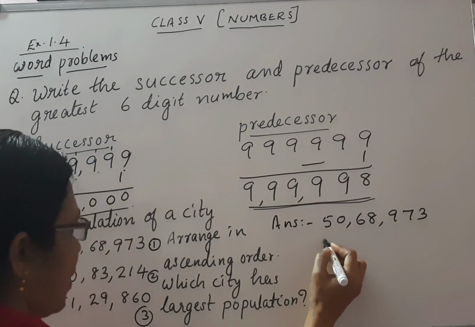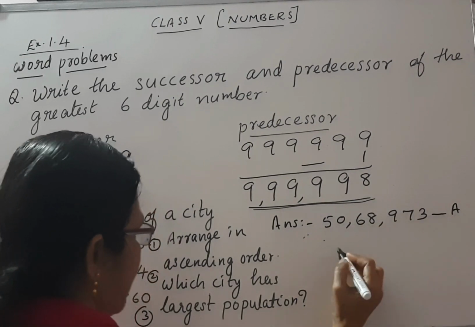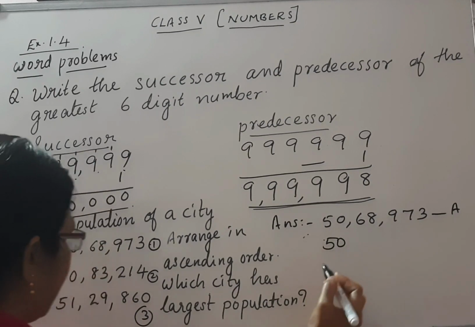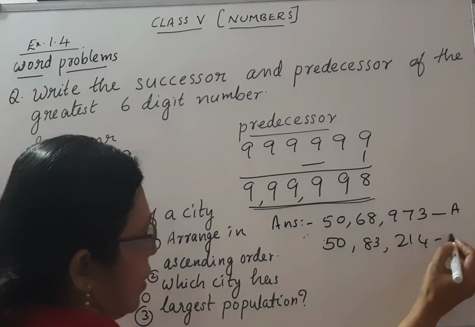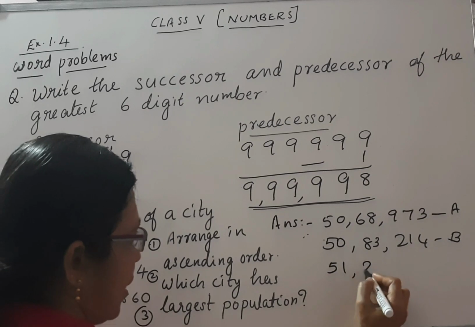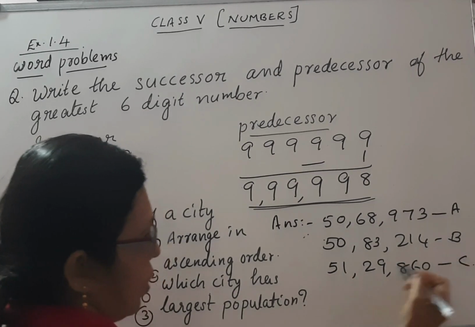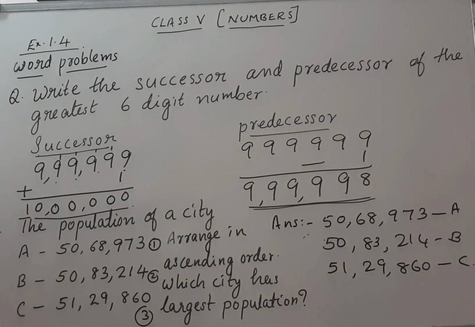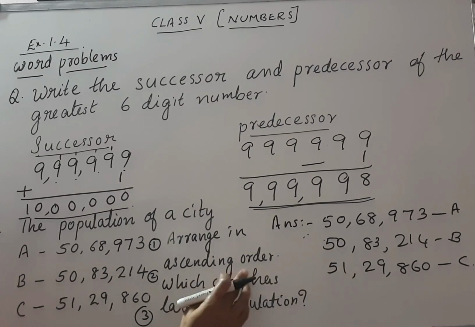50,68,973, first number, that is city A. City B is 50 lakh 83,214. Next is 51 lakh 29,860. So this is the ascending order. A, B, C. Same as it is given in the question, we got it as it is, because we compared those numbers, then we got this is the smallest and next ascending order over.